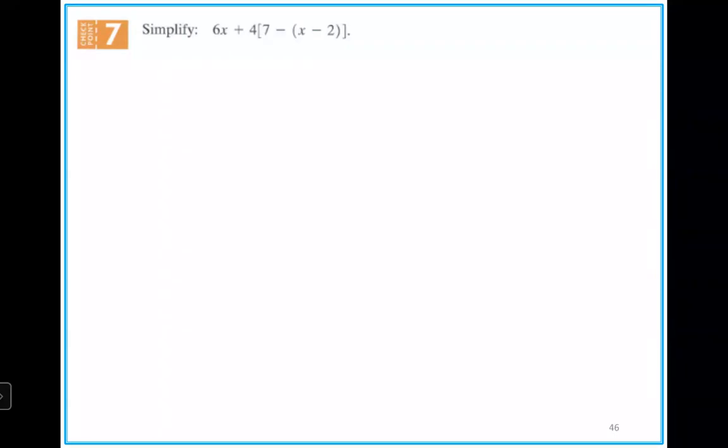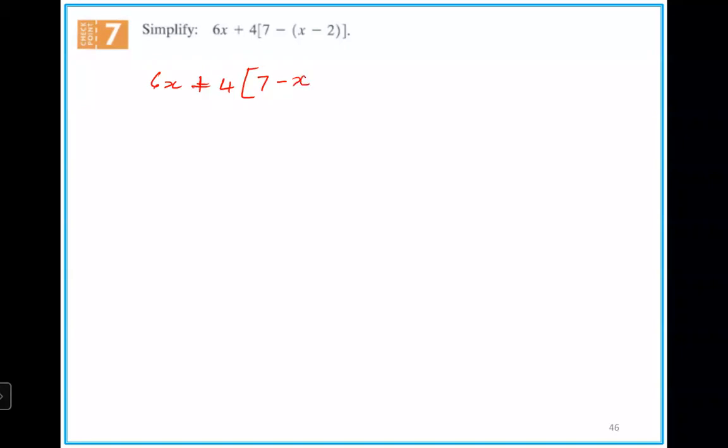I get the difficult one. Okay, so 6x plus 4, and I would work inside this bracket first. So I'm gonna do 7 minus negative 2, would give me 9. Hold on. When you remove the brackets, what do you get? The innermost bracket. Oh, you mean, okay, so 7 minus x minus 2.